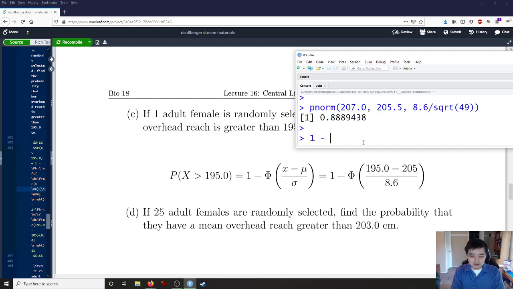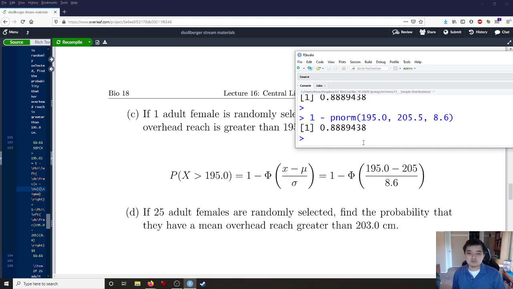See how this plays out in RStudio. We use a pnorm function again. Be sure to one way or the other use the complement. And we'll have this result here, which I think was just a coincidence with part B.